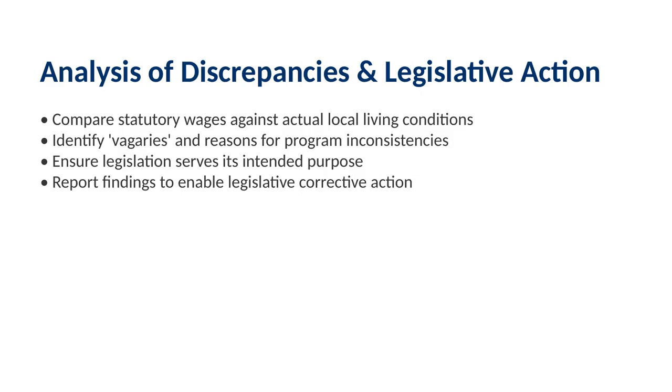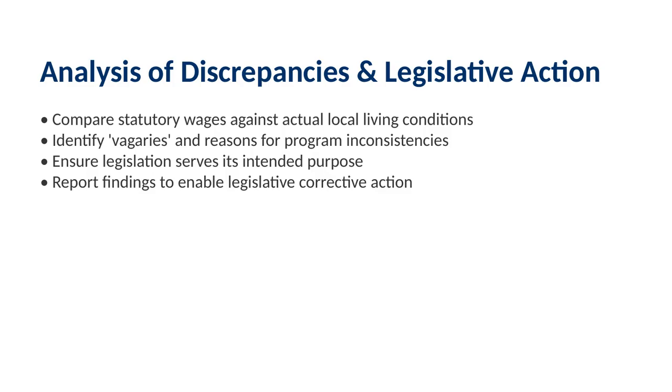Furthermore, the auditor can perform a critical analysis of the actual compensation required based on local living conditions. If the statutory minimum wage is significantly different from the actual cost of living, the auditor reports this to the government. In this manner, the performance audit doesn't just find errors, it examines the reasons for such discrepancies and ensures the legislation serves its intended purpose, allowing the legislature to make the necessary corrections.